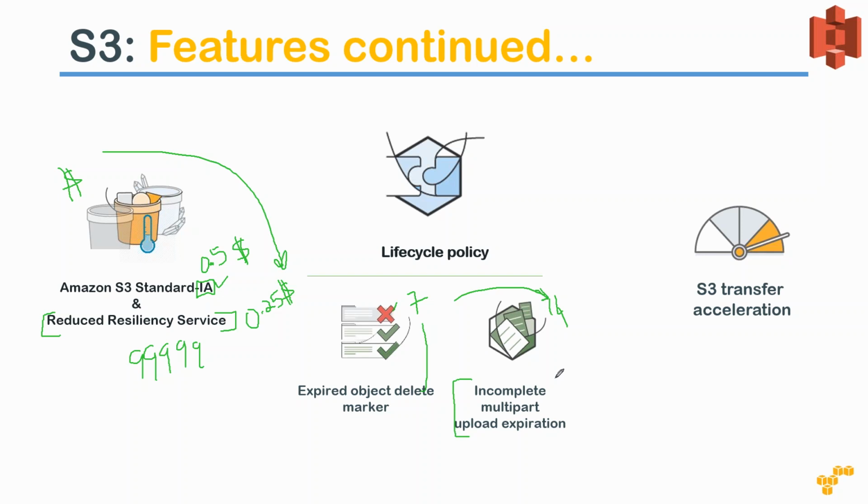There is no easy way to identify them. So you can create another lifecycle policy which says that all my incomplete multi-part uploads can be expired after this many days and automatically deleted. So that is also possible. Amazon gives you that flexibility to automatically find the incomplete files and then delete them.